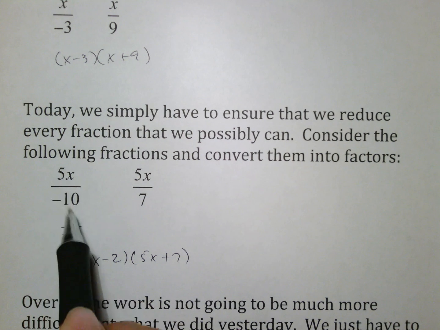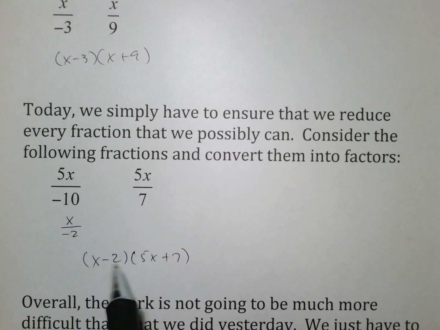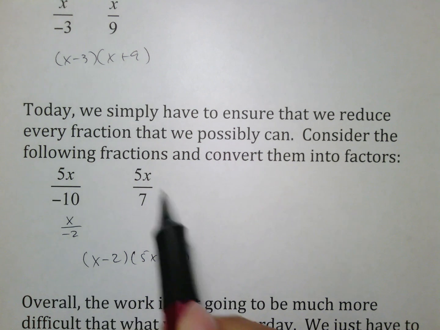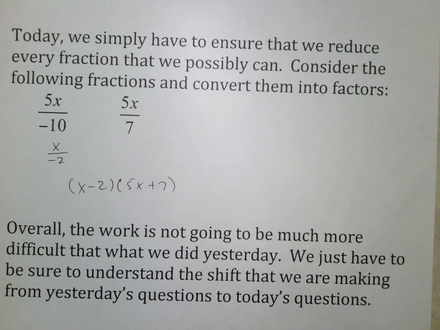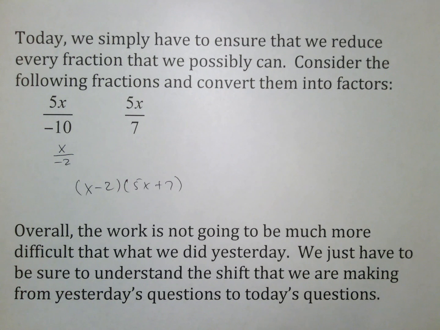So again, because this can be reduced, we have to reduce it and use that version of the fraction. Because that cannot be reduced, we simply put it in as it is, and this is pretty much all you're going to have to do. Overall, the work is not going to be much more difficult than what we did yesterday. We just have to be sure to understand the shift that we are making from yesterday's questions, which is simply reducing the fractions and figuring out how to get that top number, and we should be okay.